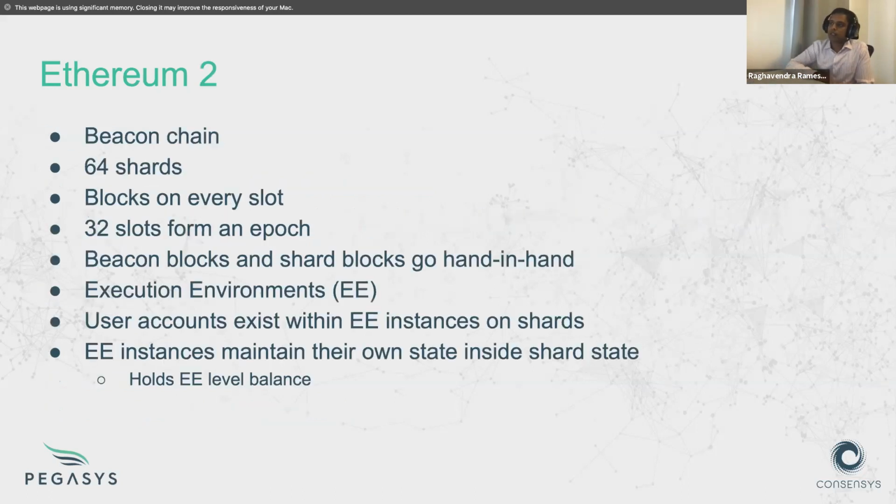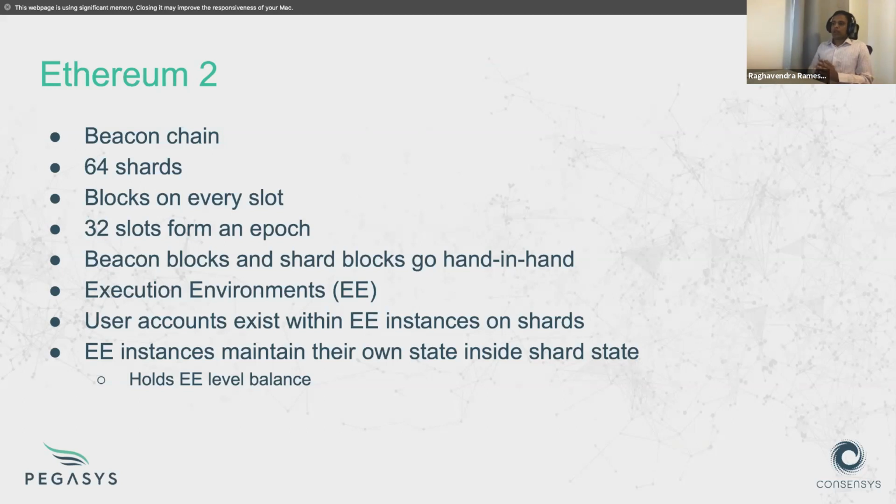However, in the Ethereum 2 world, we have this scenario. We have a beacon chain, and we have 64 other shards, which actually distribute the state and the transaction history. And blocks are proposed in every slot, and there are 32 slots in every epoch. And beacon blocks and shard blocks go hand in hand. I'll explain that specifically in the next slide, but we'll have that in the background.